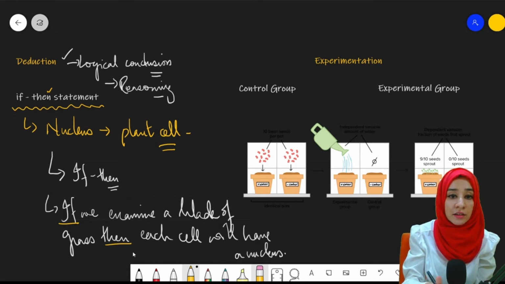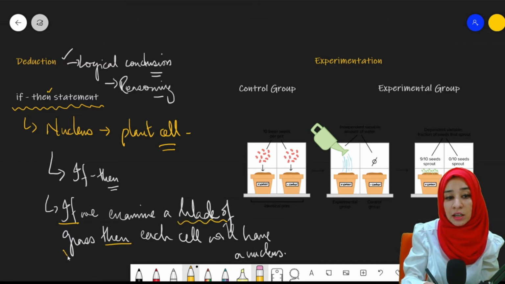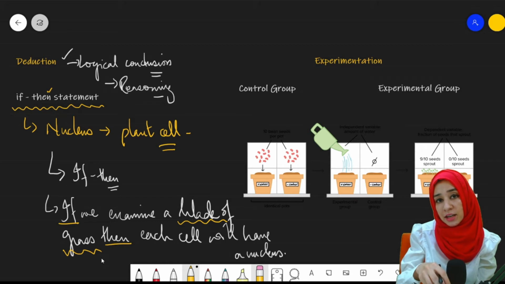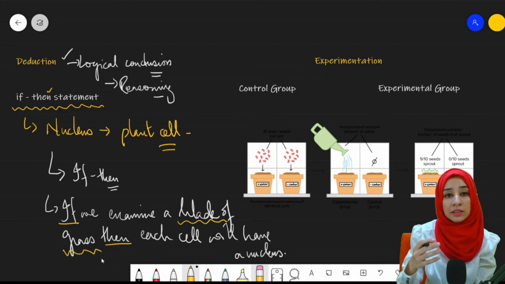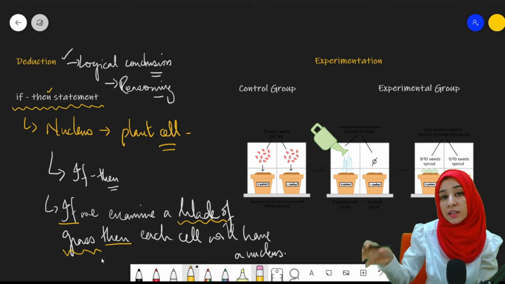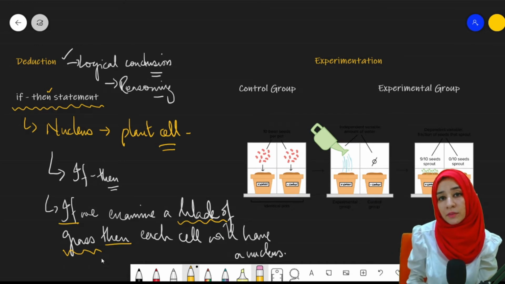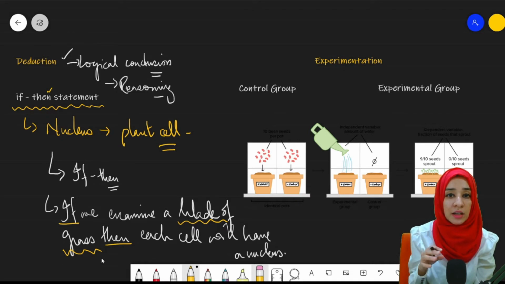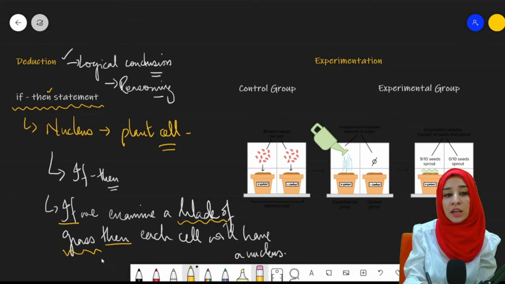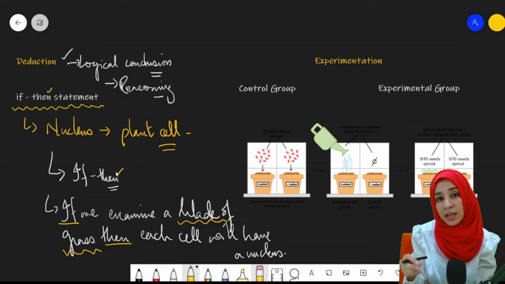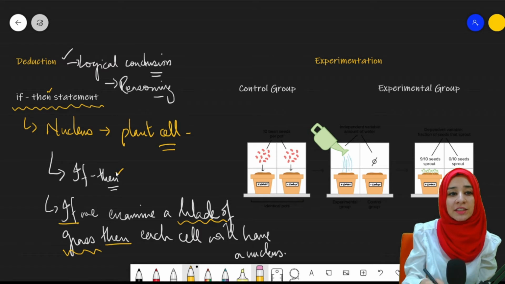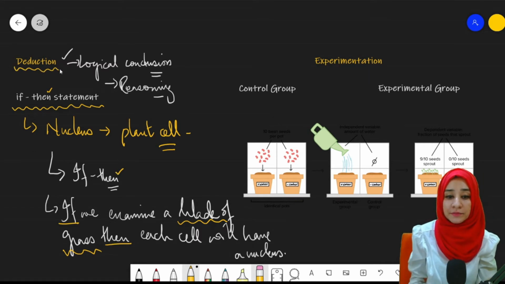Here a reason is given. We are examining a blade of grass and each cell that is present inside it will have a nucleus. On the basis of this, the hypothesis that was a general statement has been given a reason for why the biologists are saying that every plant cell has a nucleus, right? So this is how deductions are made. You need to remember whenever you write a deduction, it should be an if and then statement. It should always be an if and then statement, right? So this is how deductions are made.